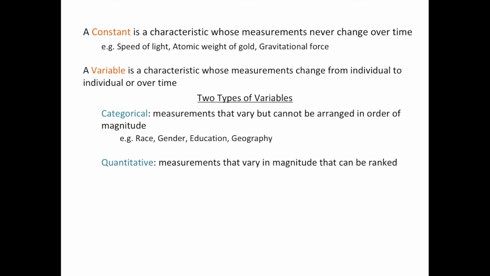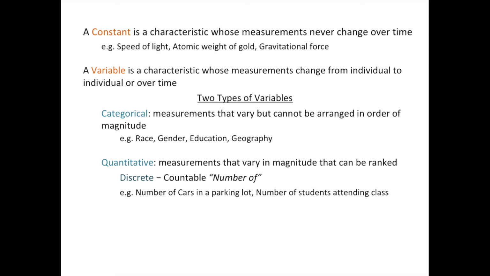On the other hand, there are quantitative variables, and these are actual measurements that vary in magnitude and can be ranked. So there are two types of quantitative variables. The first is discrete variables, and the best way to think about these is countable, and I try to emphasize to students that you should look for the words "number of" to help indicate a discrete number. Some examples of this would be the number of cars in a parking lot or the number of students attending class. These types of variables you can actually count, and so these are discrete quantitative variables.